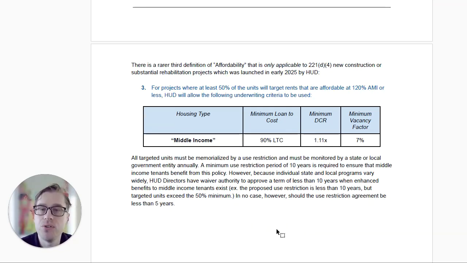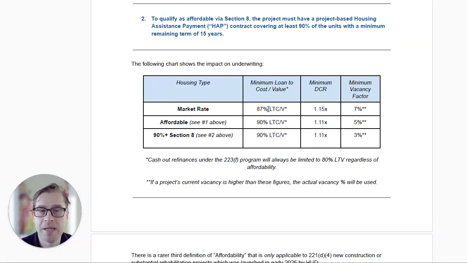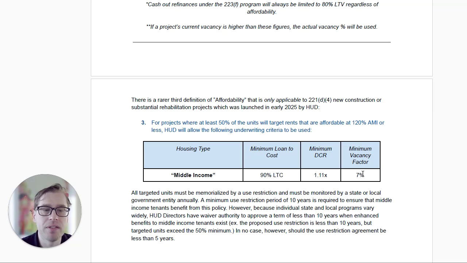And lastly, there is a new definition that HUD has for affordable housing. It's only applicable to the 221D4 new construction or rehab program. Essentially, if you restrict the rents of the project to 120% AMI and you impose that restriction to 50% of the units for at least 10 years, we can underwrite with higher loan to cost and a lower debt coverage ratio. So a 221D4 on the market rate side would go from 87%, 1.15, 7% to 90%, 1.11, 7%.